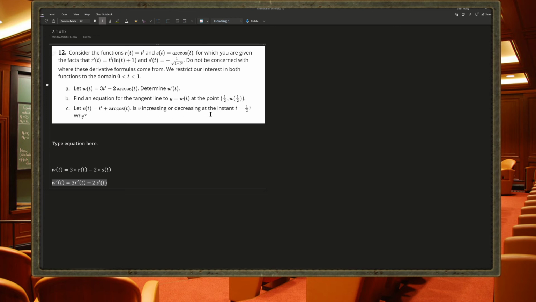And then see, can you tell if the sign of v prime is positive or negative at t equals 1/2? That will tell you if v is increasing or decreasing, right? Because if the slope of the tangent line is positive, that must mean that the function is increasing there, and vice versa if it's negative. And again, you might have to graph this to tell, but I'll leave that part up to you just to kind of give you some guidance with number 12.